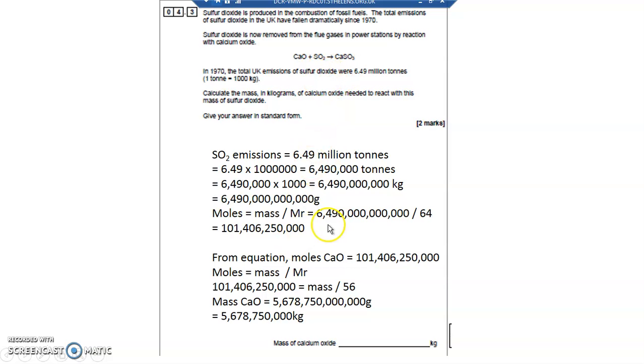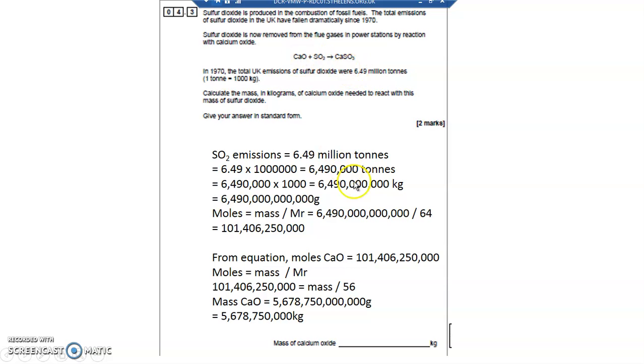I've got the Mr of the SO2 as 64, because I've got a 32 for the sulfur and 2 16s is another 32. So 64. 6,490,000,000,000 divided by 64 is this large number here. From the equation, the moles of calcium oxide has got to be the same, because it's 1 to 1. 1 in front of the calcium oxide, 1 in front of the SO2, so the number of moles of calcium oxide is the same. Then you convert it back again, so moles is mass divided by Mr. This is the mass in grams, so this is the moles. Mass in grams I've got to work out.